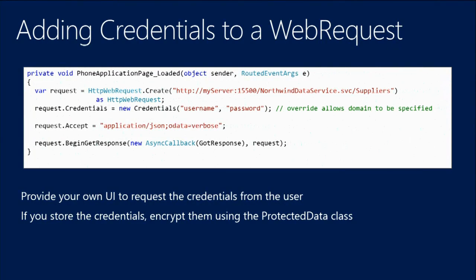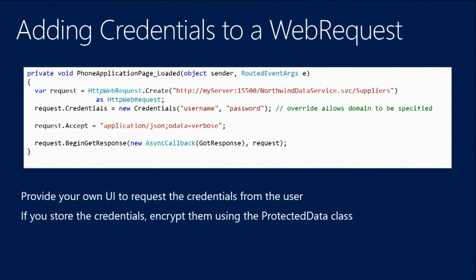How do you store them securely? Well, there's a very handy API that helps with this called ProtectedData. It's sometimes known by its older name. It's been around forever. It used to be known as DPAPI, the Data Protection API. It's supported on big Windows and on Windows Phone. And this allows you to encrypt them.